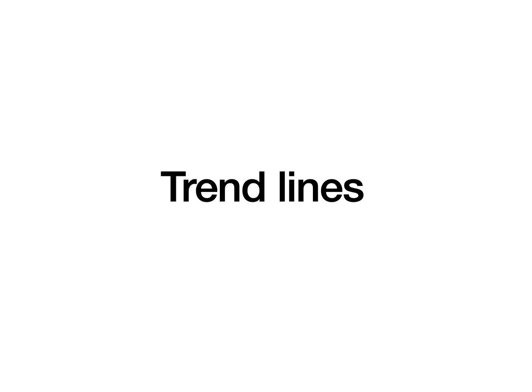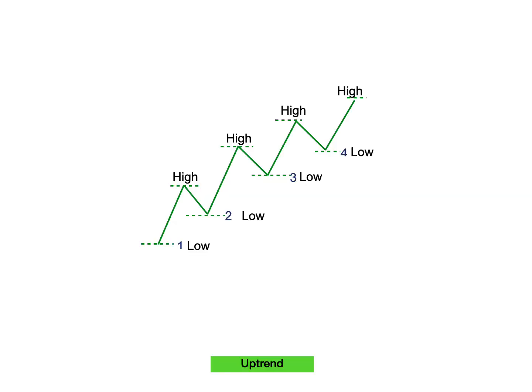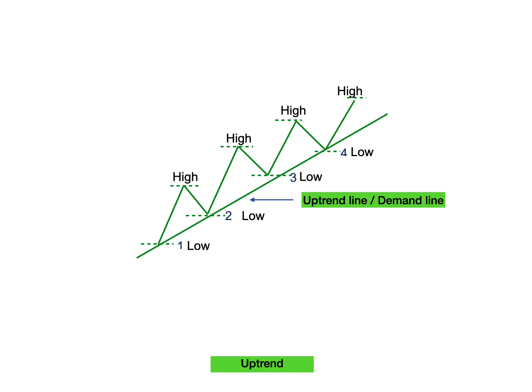Let's start with trend lines. In this illustration, we see a series of price highs and price lows. The price lows are connected to create a trend line. This trend line is moving higher. So this is an uptrend line, which is also called a demand line or the diagonal support line. In an uptrend, the demand is increasing even as the price rises. This is bullish.